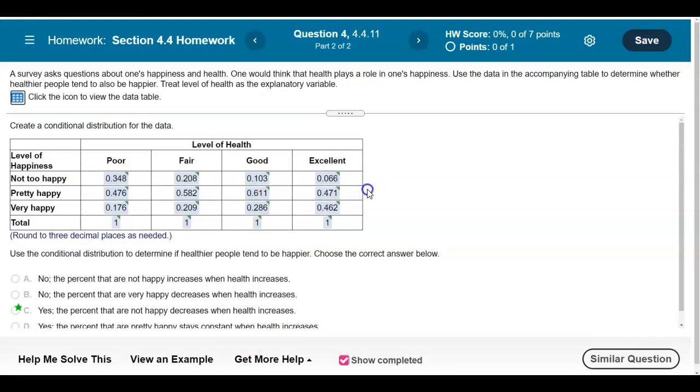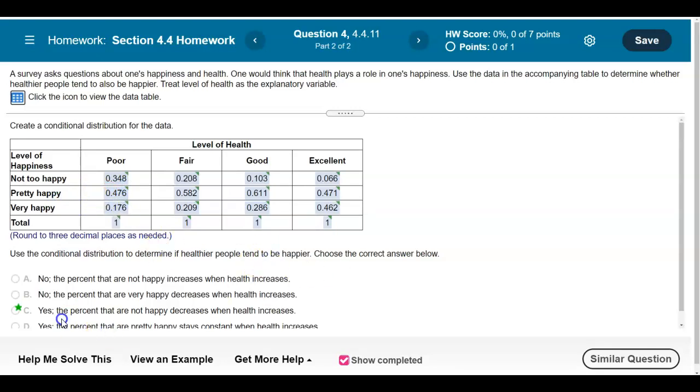Here are our values, and we can see that all our information matches what we've just completed. It says, use the conditional distribution to determine if healthier people tend to be happier and choose the correct answer. Here, where the level of health is excellent, not too happy is 6.6%, pretty happy is 47.1%, and very happy is 46.2%. Where the level of health is poor, not too happy is 34.8%, pretty happy is 47.6%, and very happy is 17.6%.